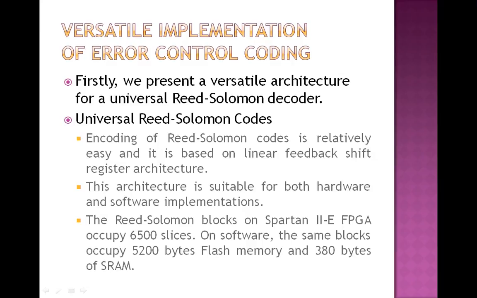The Reed-Solomon block is on a Spartan 3 FPGA board. It occupies 6500 slices, and the software is also implemented on the same block, and the memory is of 5200 bytes of flash memory and 380 bytes of SRAM.